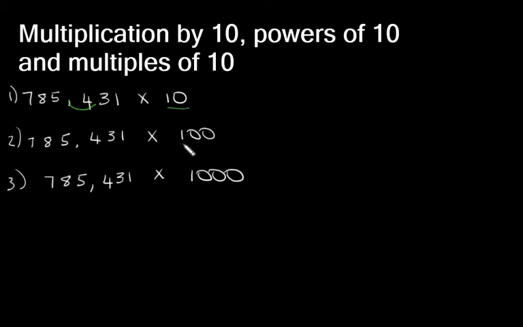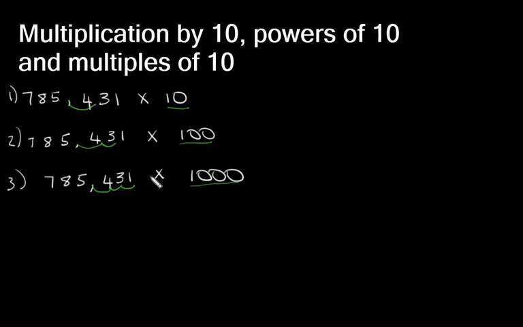What happens when we multiply by 100? We need to move the decimal point up by 2 places to the right. And obviously when it comes to 1000, we are now going to move the decimal point up 3 places to the right.